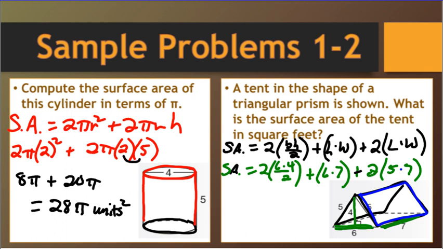Now, if I simplify this, the 2's cancel off, and I'm left with 24 plus 42 plus 35 times 2 is 70. So if I were to add all of those together, 24 plus 42 would give us 66, plus 70 would give us a total surface area of 136. And this is in feet, so square feet. So there we took 2 different geometric solids and found the surface area of both.